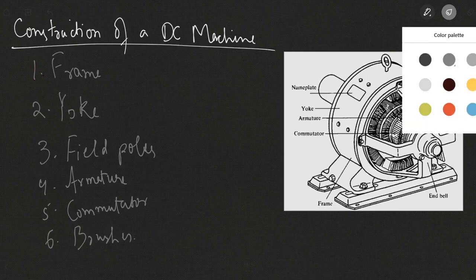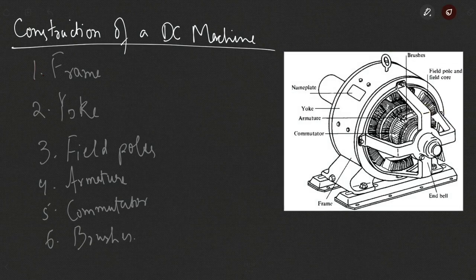Fine. So you look at this picture. This is the frame, representing the outer cylindrical surface covering the entire DC machine. We have the yoke that's actually internal to this frame. Then we have the field poles and the field cores. So field poles and field cores will look something like this.